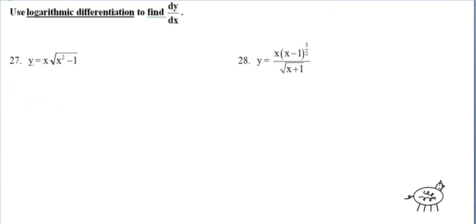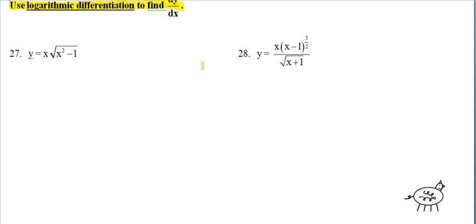Okay, with number 27 and 28, 29, 30, it says use logarithmic differentiation to find dy/dx. Now, back in the day, I showed you guys how to take the derivative of something like x to the x, because you can't do that directly. Well, this is the kind of problem where you can use logs to make it a little bit easier. I know a lot of you look at number 27 and say, can't I just use the product rule, x times (x squared minus 1) to the 1/2 power? Well, you could, but I want to show you how to simplify it using logs first. Some of you might say that's not really simpler, but it really isn't that bad.